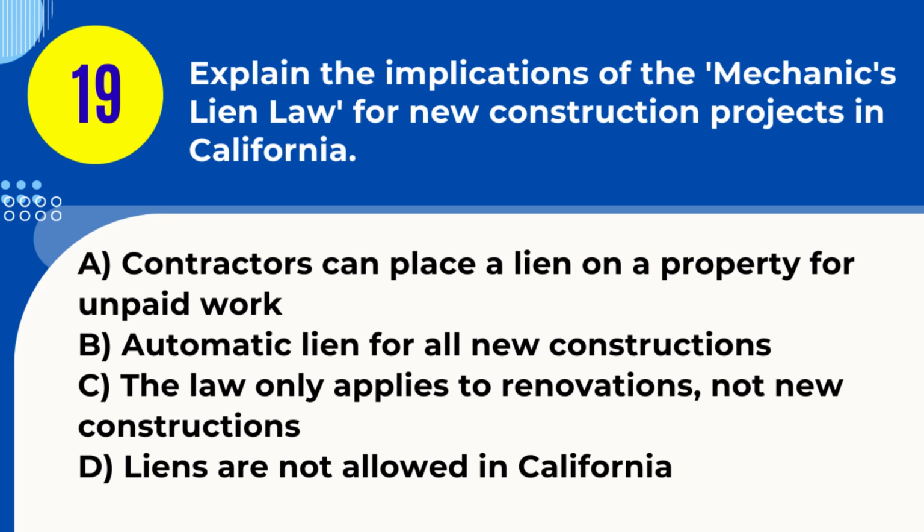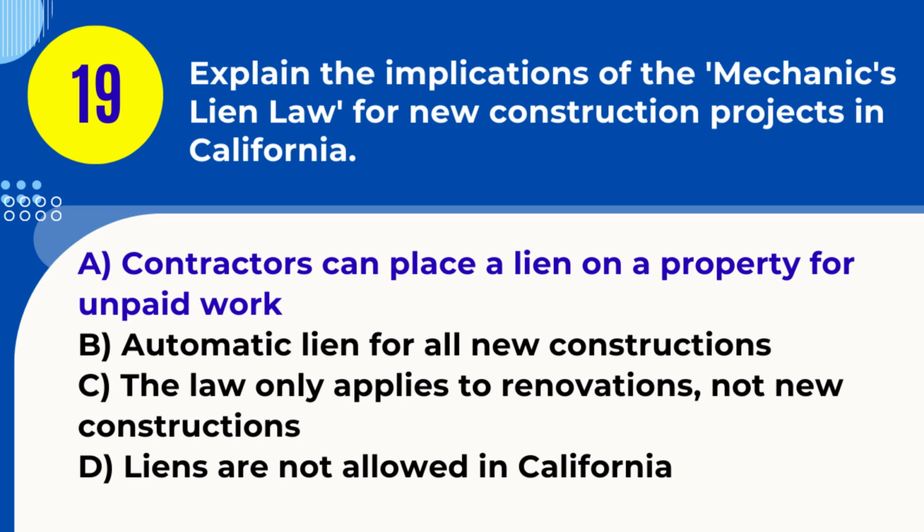Question 19. Explain the implications of the Mechanics' Lien Law for new construction projects in California. A. Contractors can place a lien on a property for unpaid work. B. Automatic lien for all new constructions. C. The law only applies to renovations, not new constructions. D. Liens are not allowed in California.